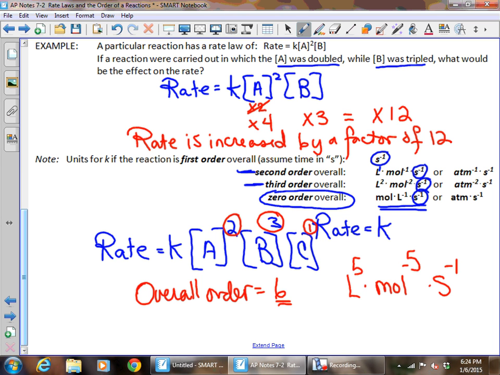We'd never seen one like that before. Some of the students got it right because they were thinking outside of the box and realized it was going to be that. They'd memorized it that way, one less than the overall order, and that's what their units for k were going to be. So keep that in mind.